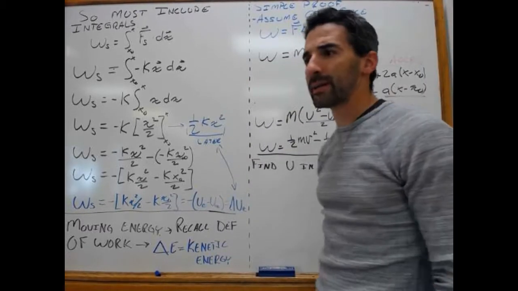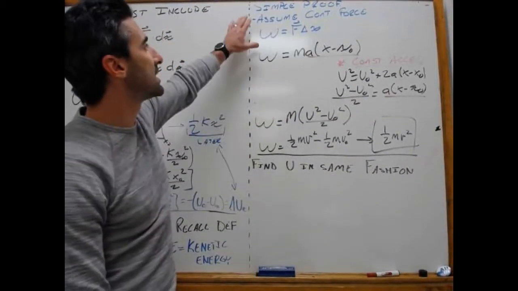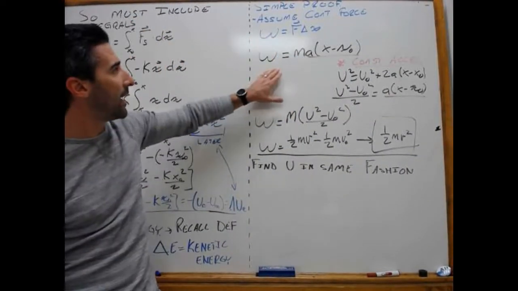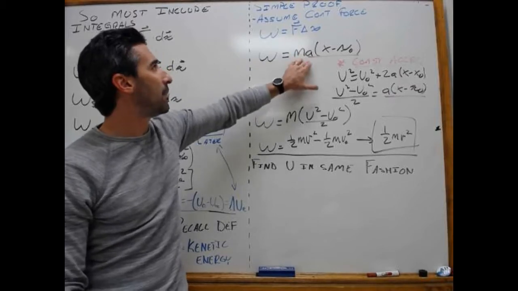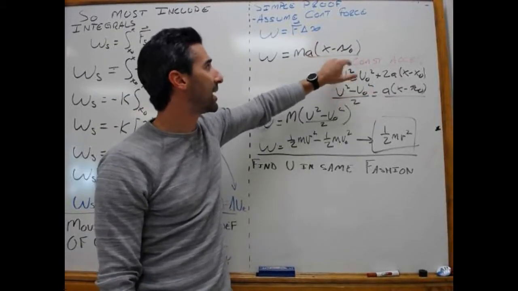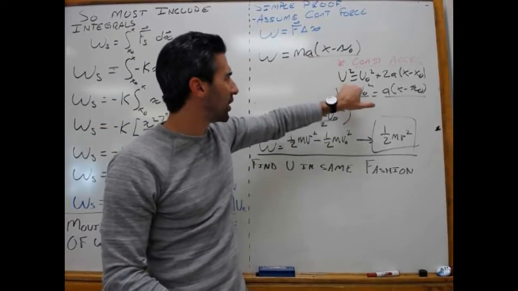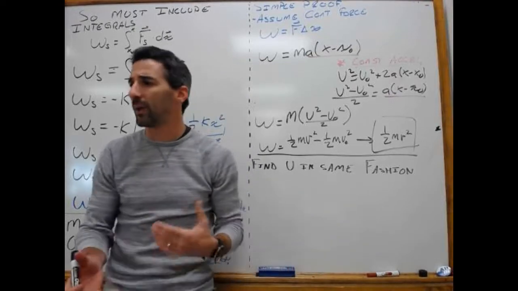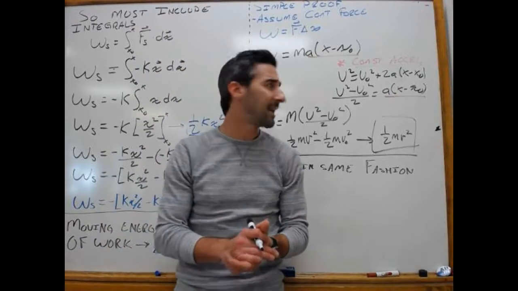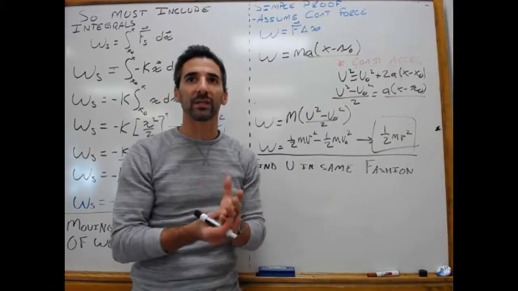So here we can see that I started with work and I subbed in ma for force because that makes sense, and my delta x is just x minus x naught. Now I said I was going to use some constant acceleration equations, and I chose v squared equals v naught squared plus 2a times x minus x naught. And I mean, I knew where I was going. You might not have chosen this right away.